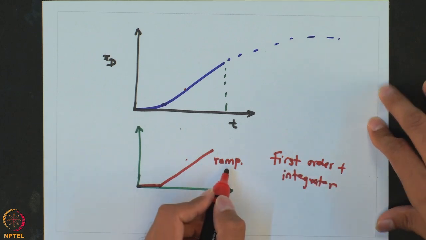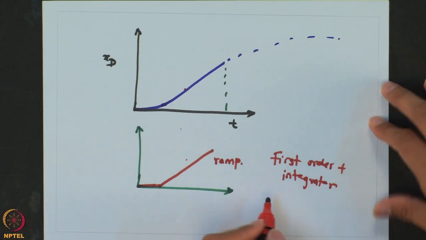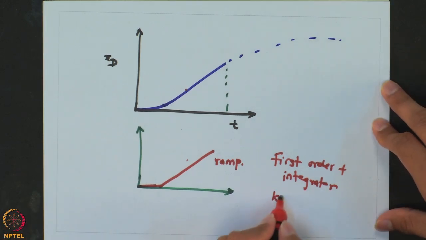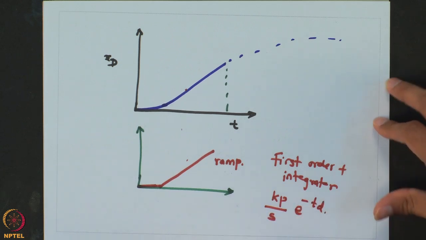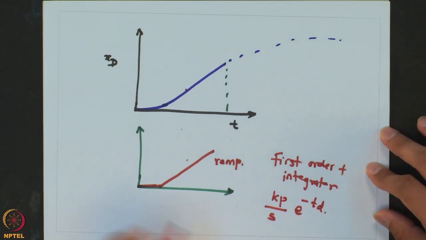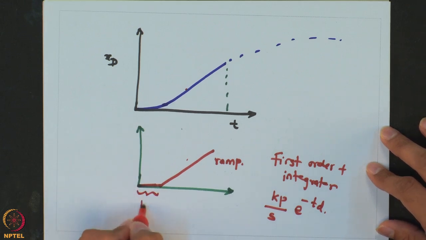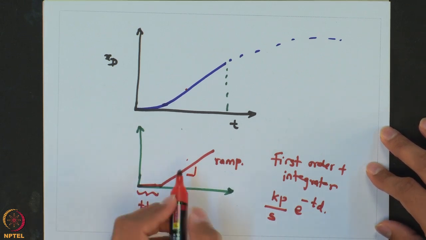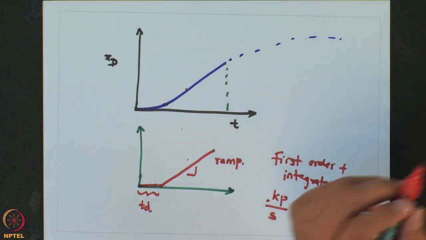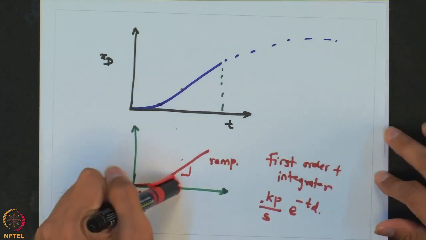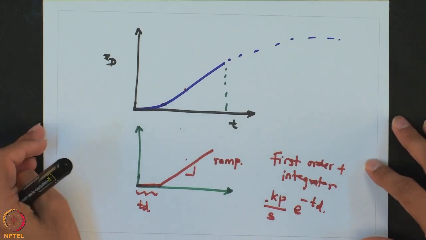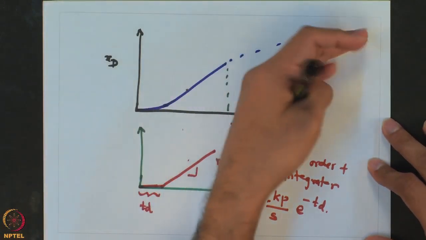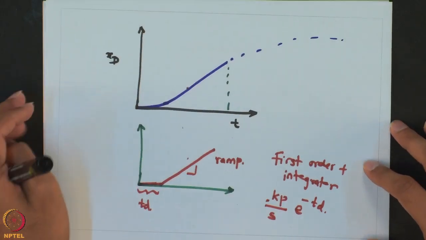It is not a first order lag, but a purely capacitive process for which the transfer function will be Kp over s, e raised to minus Td. In this case, the only two things we are interested in are the dead time and the slope here, which would give the value of gain Kp. This type of approximation is made especially when the system is really of higher order and does not reach the final value within your prediction horizon.